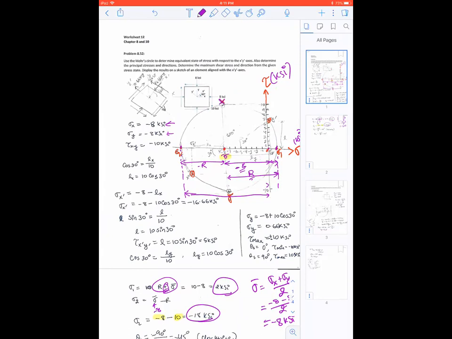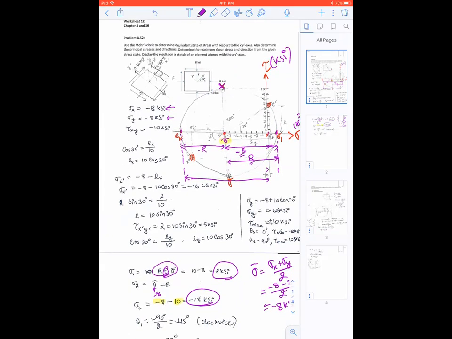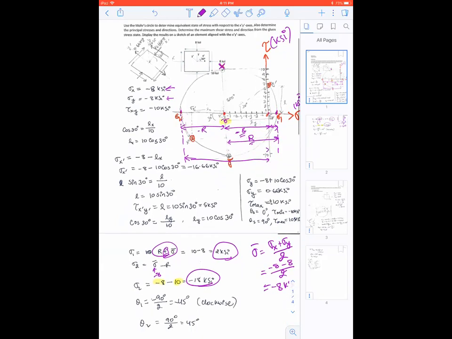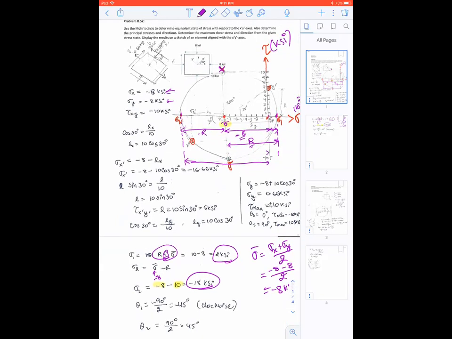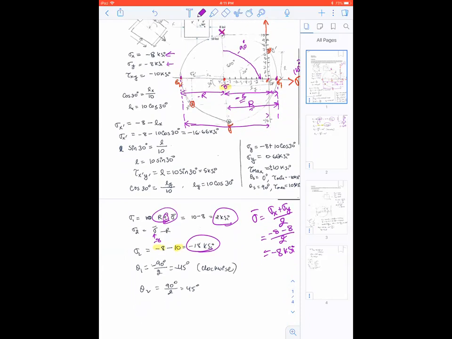So if I go to sigma 1, all the way from here to sigma 1, that angle is, I'm going clockwise. So this is a -90-degree angle. And remember, on Mohr's circle, your angle is always twice. So the actual angle, theta 1, is going to be -90 divided by 2, which is -45. Okay, and it is clockwise. That's why you have this negative sign.